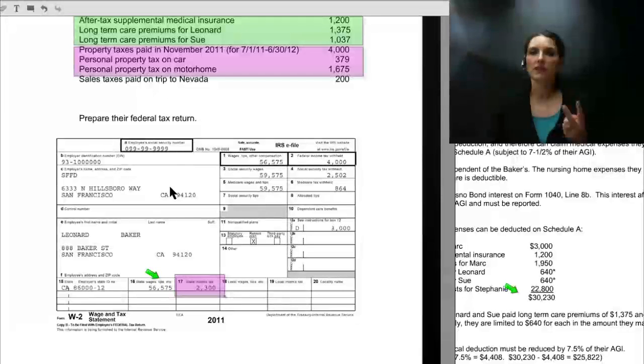So essentially the Bakers are claiming Schedule A deductions for two categories of expense. One of them is medical, one of them is tax, and the deductible taxes are highlighted in pink, and the deductible medical expenses have been highlighted in green inside this manual. So let's go over and take a look at their finished return now.